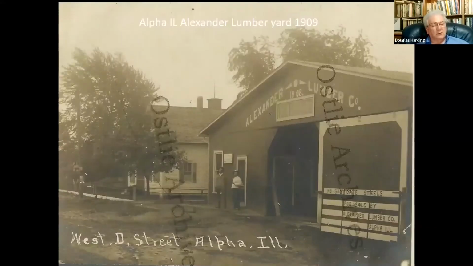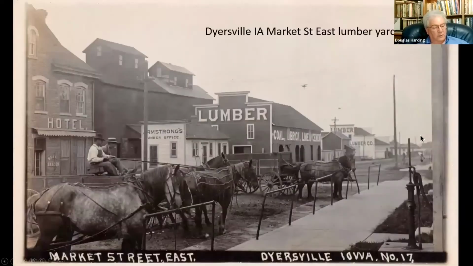Let's see, this is Alpha, Illinois. This is on the CB&Q and right off the Mississippi River in western central Illinois. Non-sag gate steels for sale by Alexander Lumber Company. So you might carry stuff like that and you'd have a sample on display to show your farmers that you had good products. So this is Dyersville, Iowa.